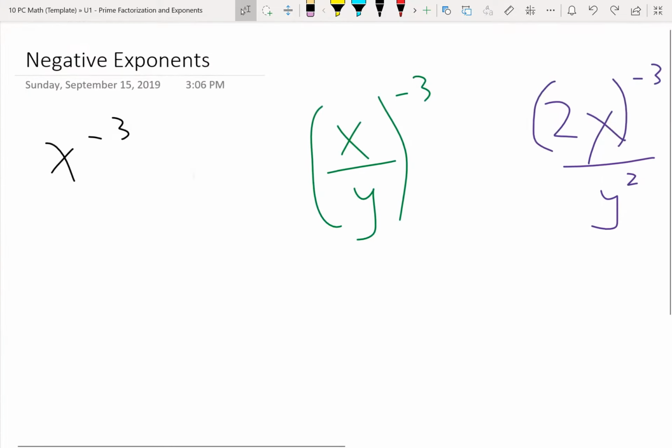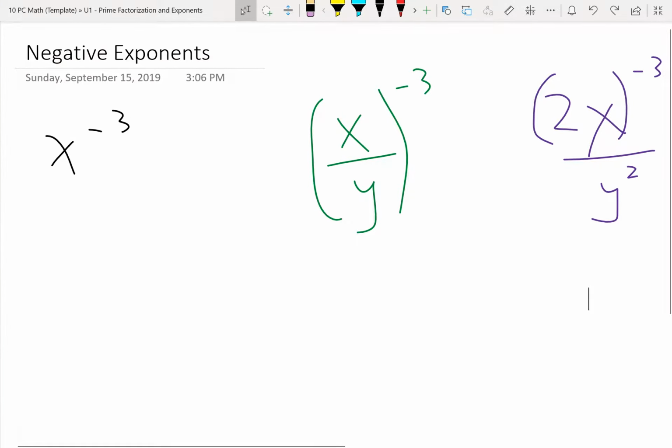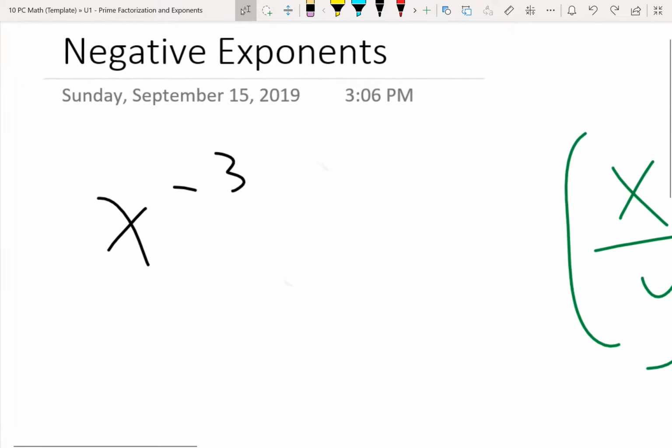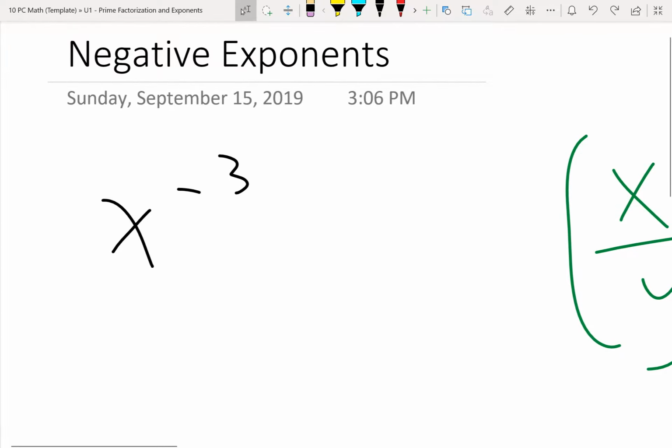So I want to go over negative exponents. They still follow the same exponent laws, so multiplying, dividing, stuff like that, but they work a little bit different, and I want to show you how we get them. So x to the power of negative 3.